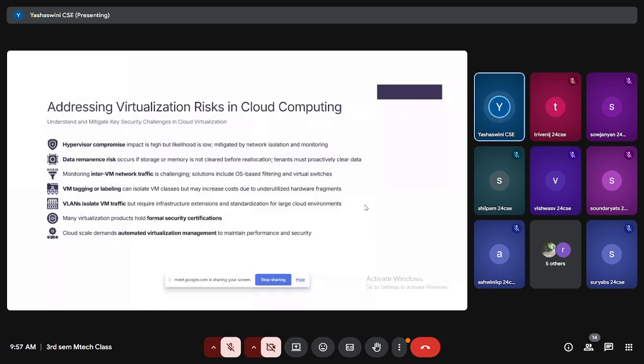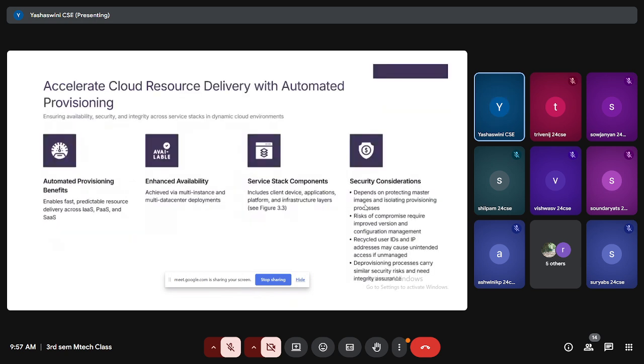Then it has some formal security certification, so we have to ensure that all the proprietary softwares we are using have these formal security certifications, which might help in automated virtualization management.